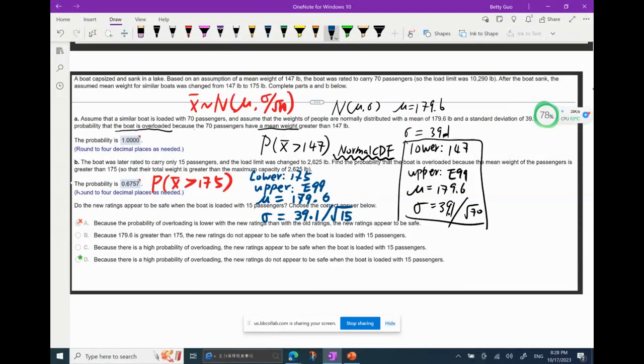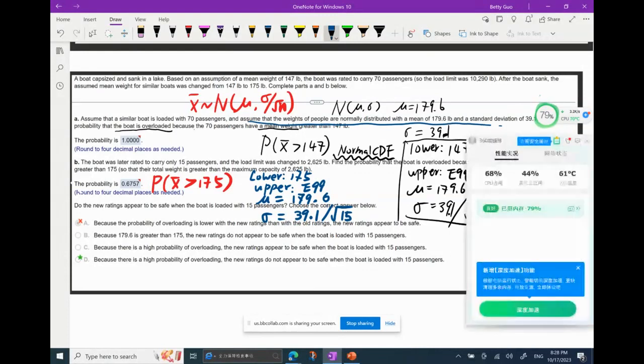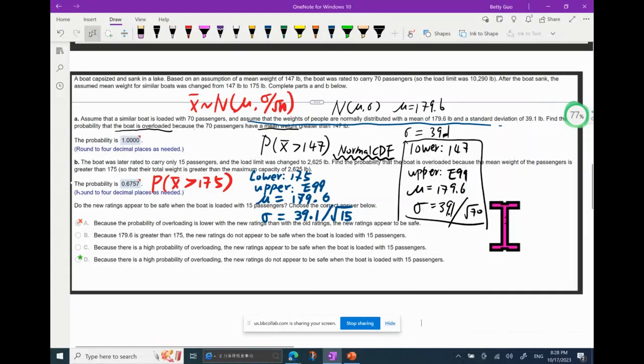Okay, so that's the assumption for the whole question. It's also so tiny. Everything's so tiny. 179.6, and then standard deviation is 39.1. Yeah, 39.1 over root 15. Because this time the number of people in the boat is only 15, right? So that's the sample size.